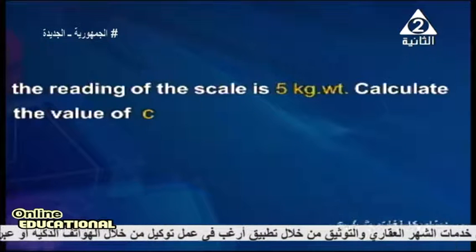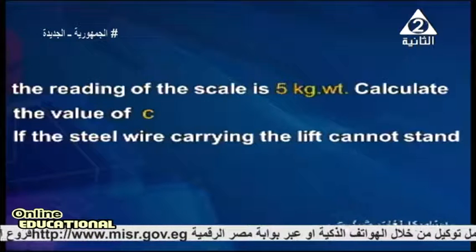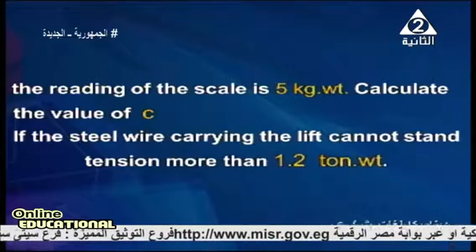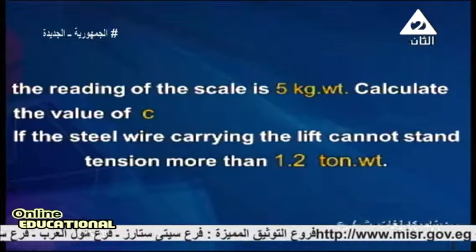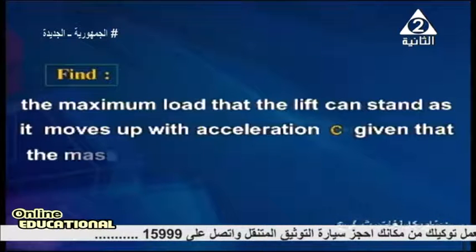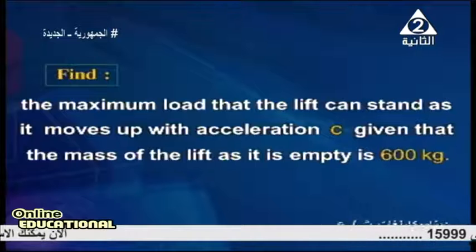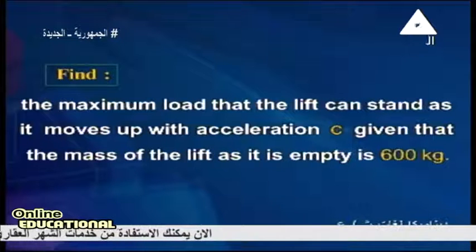c. And if the steel wire carrying the lift cannot stand tension more than 1.2 ton weight, find the maximum load that the lift can stand as it moves up with acceleration c, given that the mass of the lift as it's empty is 600 kilogram.